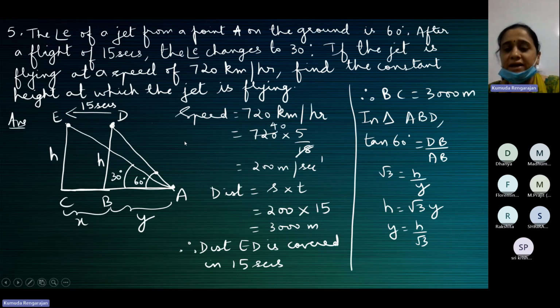Then using the two triangles, we get equations like this. See, this is the first one. Root 3 is equal to h by y. From one triangle, we have root 3 is equal to h by y. So you can see that in that equation, we have two variables, h and y.